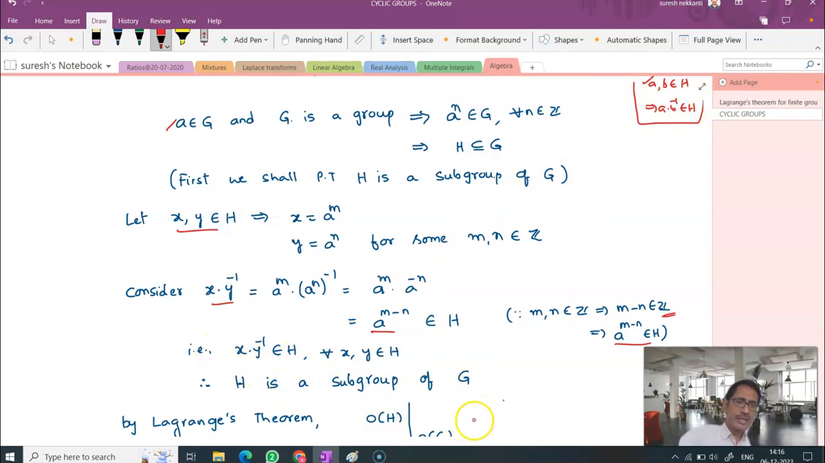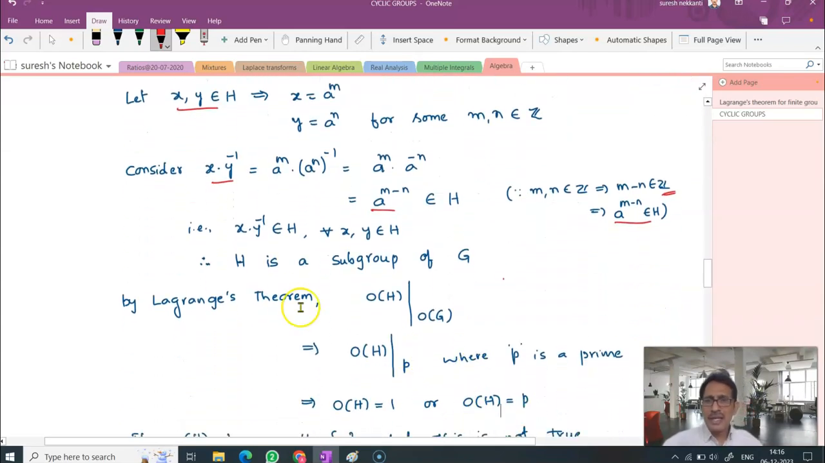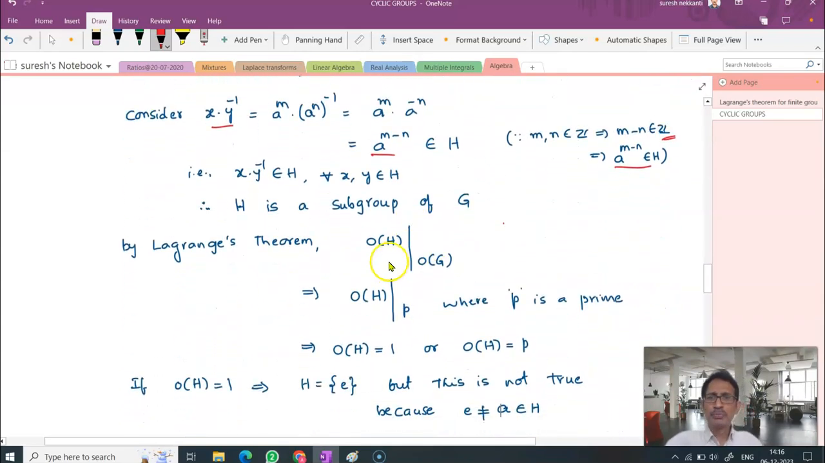And now we implement Lagrange's theorem. So what does Lagrange's theorem tell? If H is any subgroup of a finite group G, definitely the order of H should divide the order of G. What is the order of G? P, prime. So what are the divisors of a prime number? Either 1 or the prime number itself, right or not? So therefore the order of H should be either 1 or P.